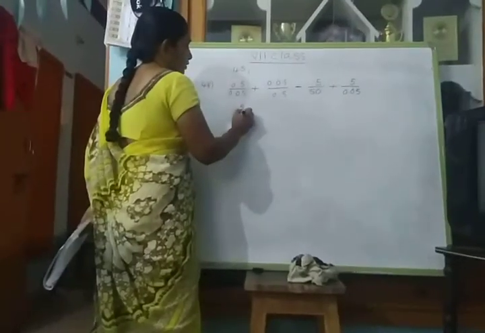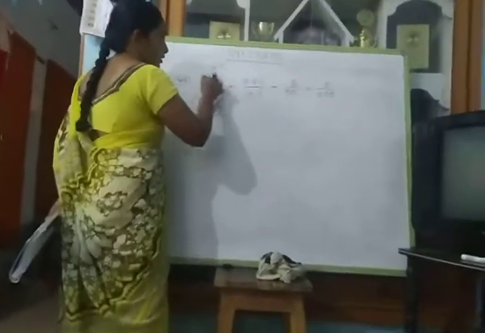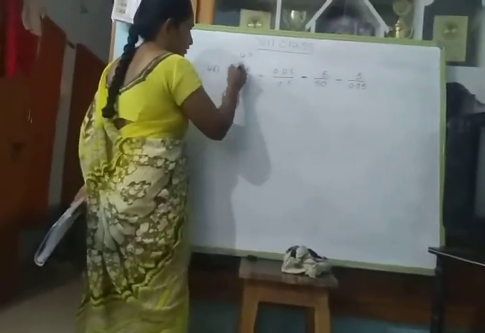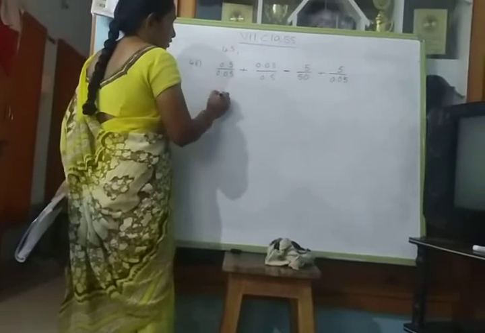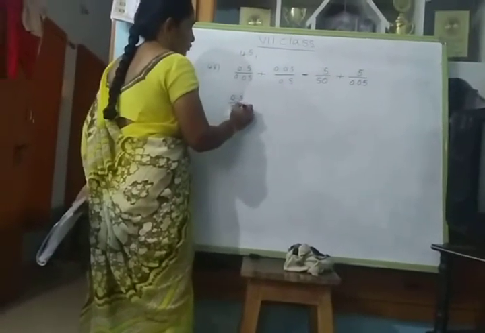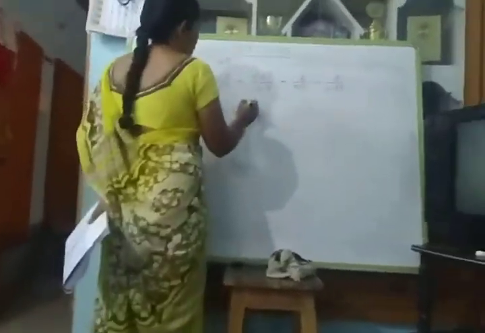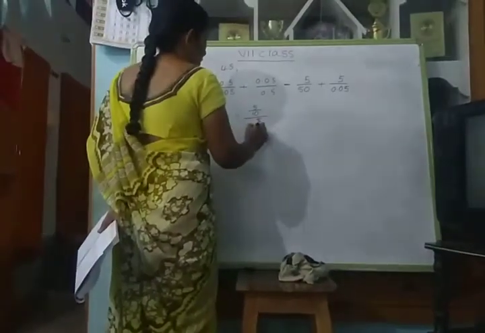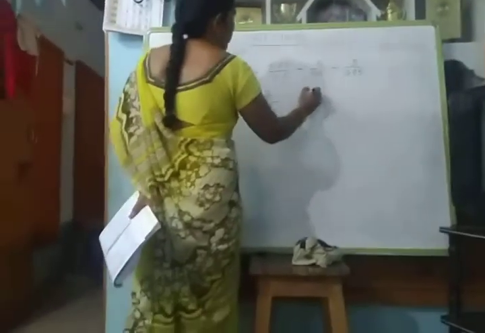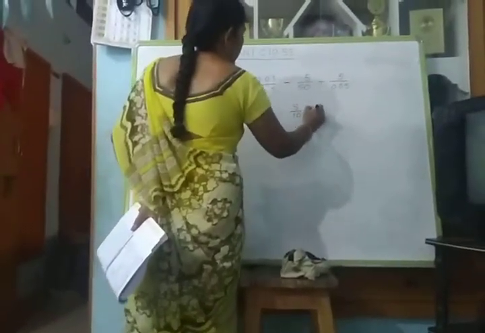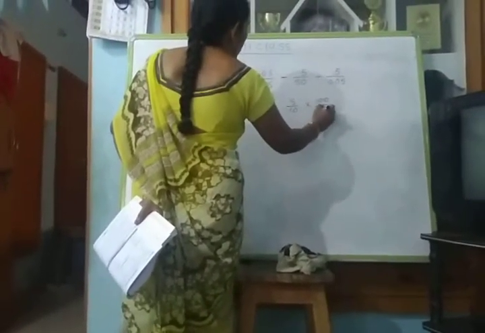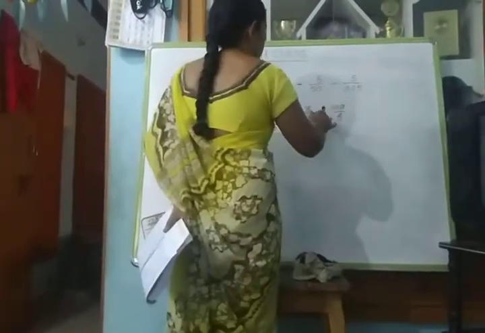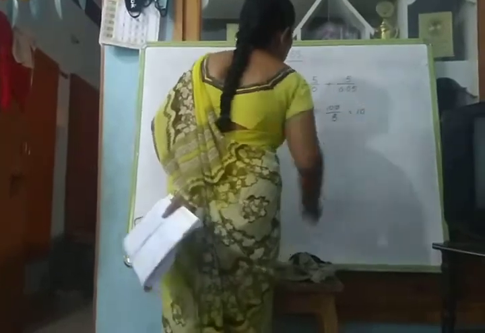0.5 means we can write 5 by 10. First we simplify each one, after that we can add. First I am simplifying this one: 0.5 by 0.05. 0.5 means 5 by 10 and 0.05 means 5 by 100. So what we will get? 5 by 10 into 100 by 5, reciprocal. So 5 gets cancelled, and this value is 10.